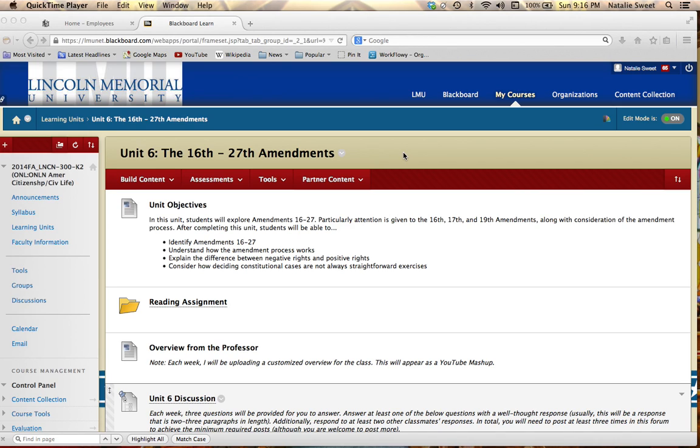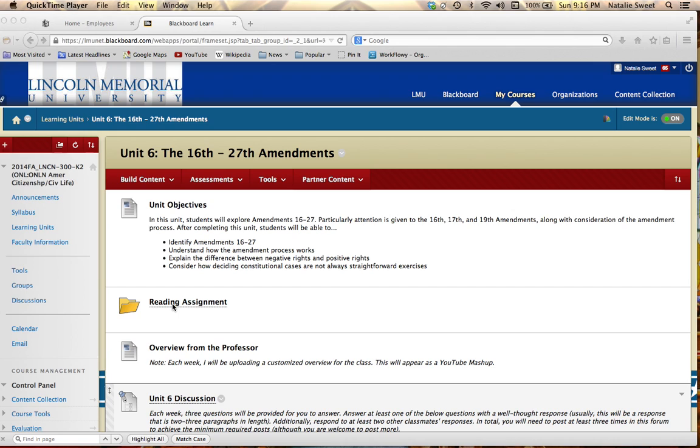We'll be talking a little bit more about the midterm in just a moment, but for now, let's focus on closing out our study of the Constitution. In this unit, you're going to be able to identify Amendments 16 through 27 with some special stops at certain amendments along the way. You're going to learn how the amendment process works. After all, amendments can be added, but how does that happen? You're also going to be able to explain the difference between negative rights and positive rights by the end of this lesson. And finally, you're going to consider how deciding constitutional cases are not always straightforward exercises.